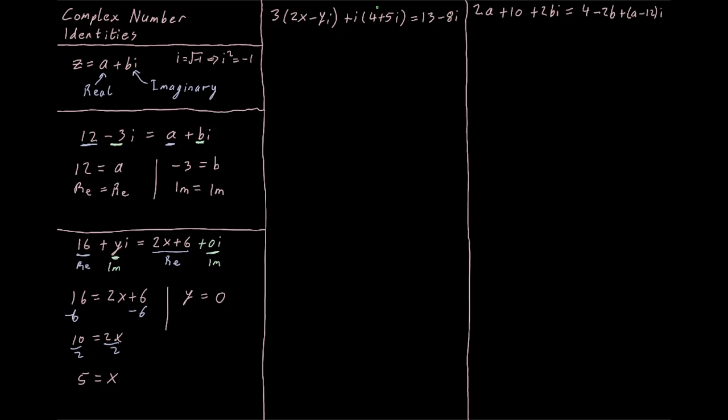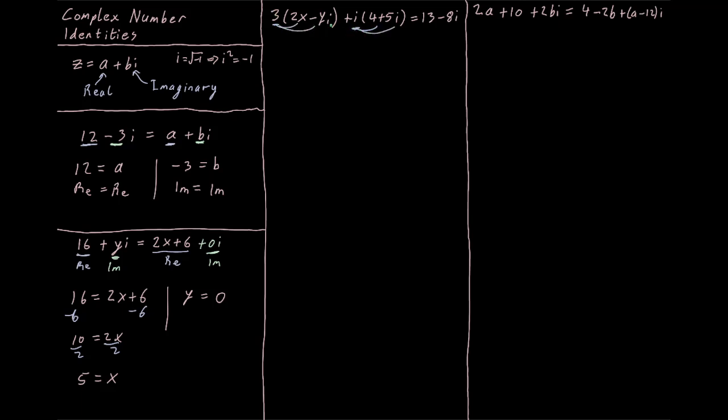We can get a more complicated situation here. It works exactly the same as this situation, but we have to do a little bit of tidying up before we can equate real with real and imaginary with imaginary. So what we're going to do here is multiply all of this up on the left-hand side and simplify it, and then we're going to say that it's going to be equal to the stuff on the right-hand side. So we just multiply out our brackets as we normally would.